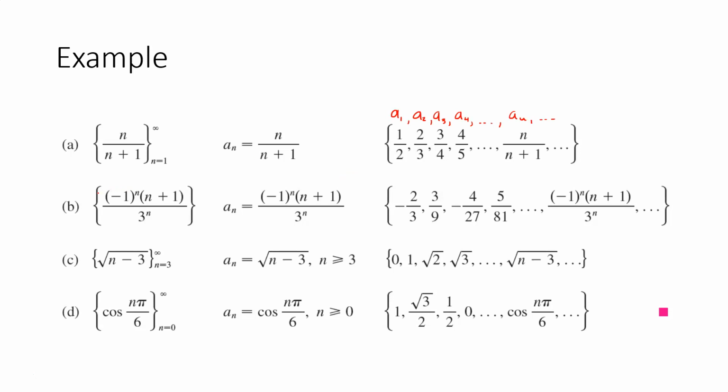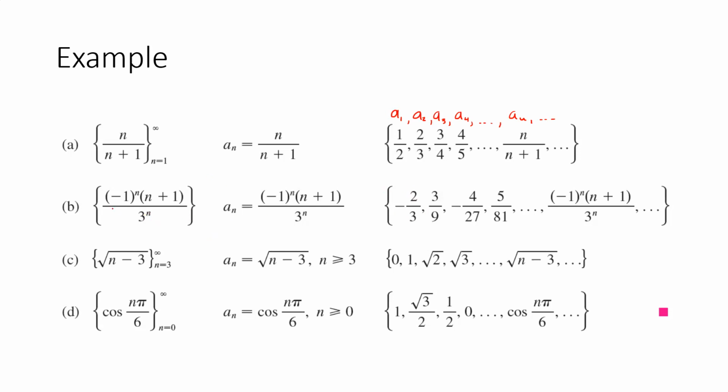Okay, so in the next one, we have (-1)^n plus 1 over 3^n. Again here, putting it in curly braces means we're describing the nth term formula in the curly braces, or I can just simply write an equals that formula, and here we see the terms listed out. Again, notice that here they don't indicate where it starts and where it ends. So by default, we suppose that the sequence starts at n equals 1 and goes forever.